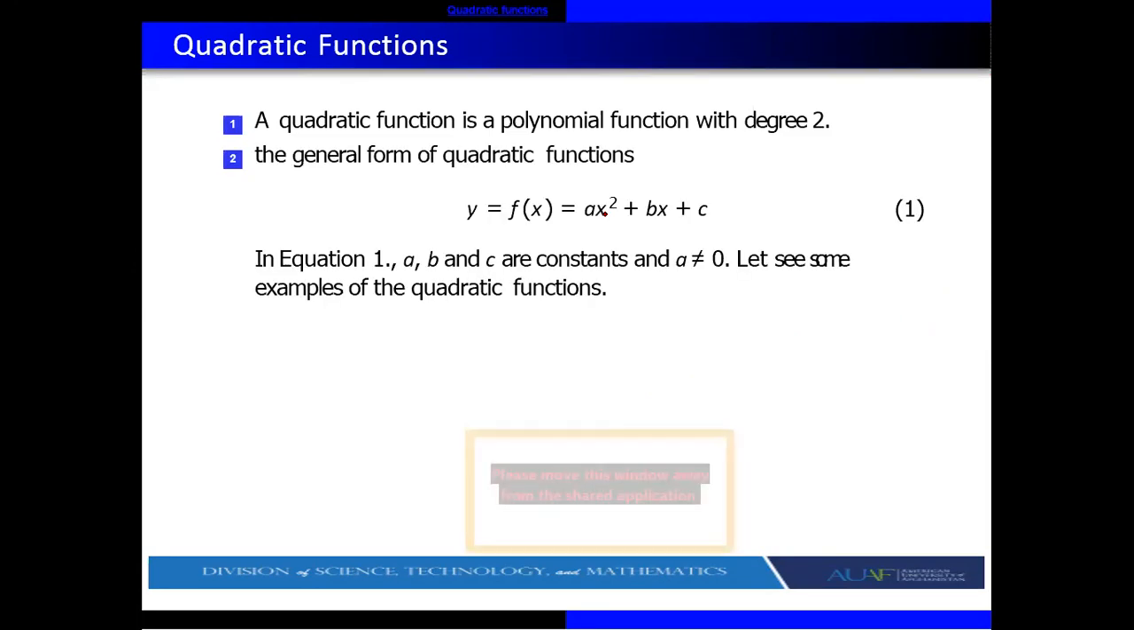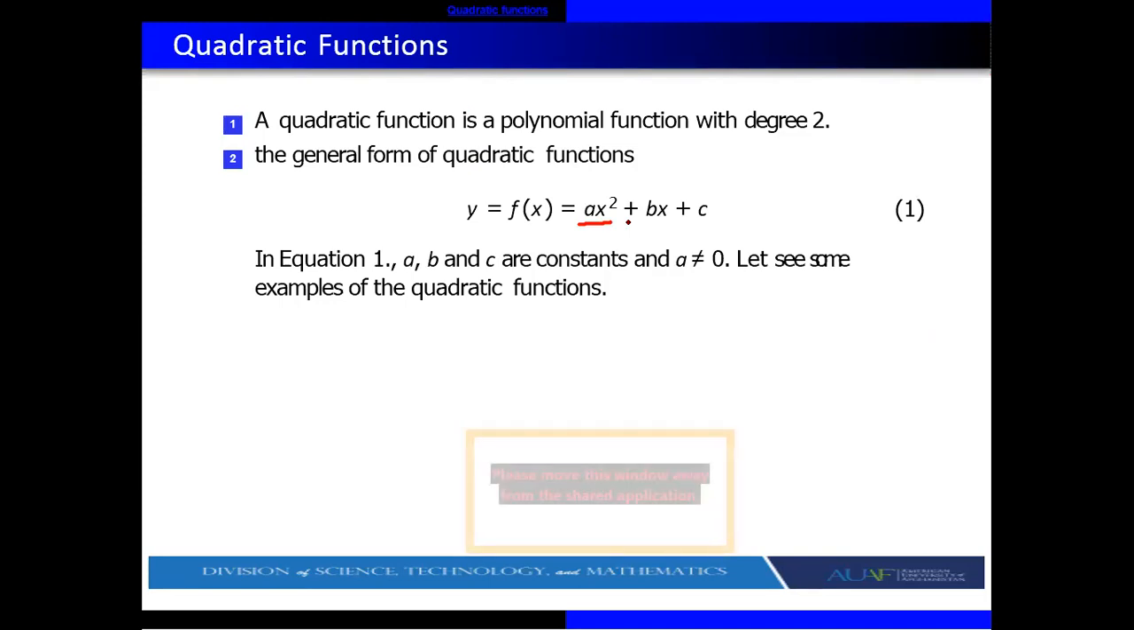General form of quadratic function: y is equal to f of x, ax square plus bx plus c, where a, b, c are constants. Coefficient of x square is a, coefficient of x is b, and c is the constant. And a is not equal to 0, because if a becomes 0, then this becomes a linear equation.